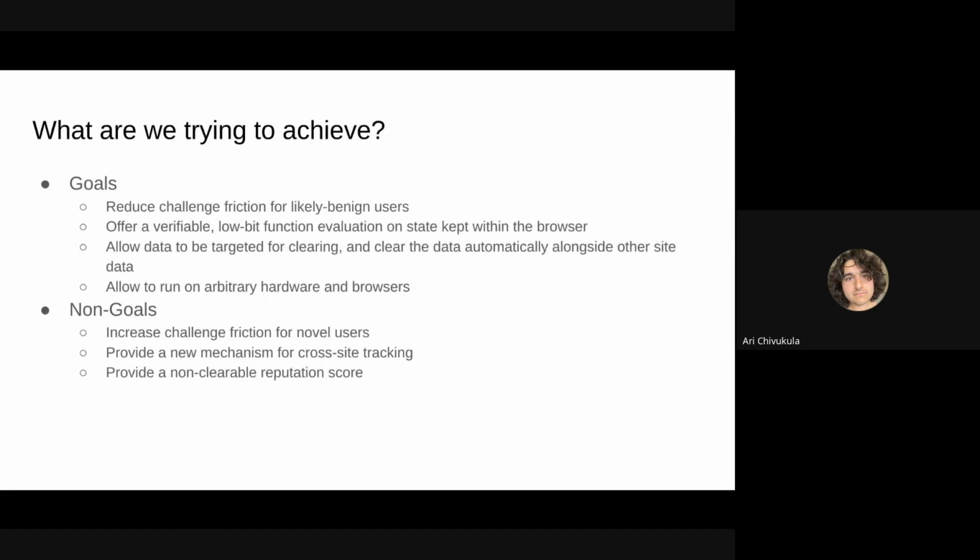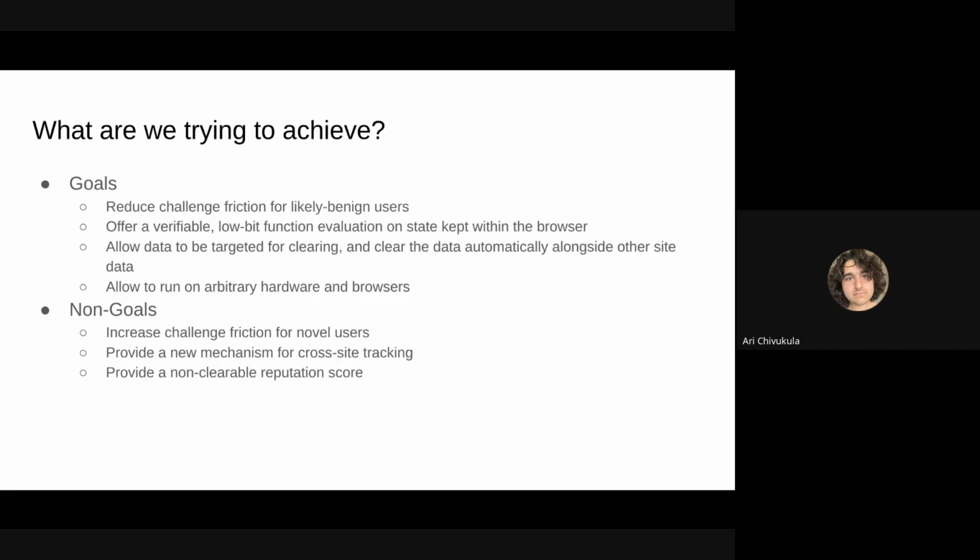So first, I want to talk about what we're trying to achieve, right? So we're trying to reduce the challenge friction for users who are likely to be benign, right? And to have a function that's giving off a low amount of bits for what we're about to discuss, basically 1 bit of information to be able to validate that, right? Not the user's exact identity, but some information you're verifying about them. This information should be clearable, and it should be able to run on sort of arbitrary user devices.